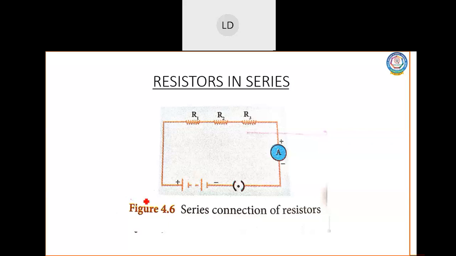These series circuits are commonly used in flashlights. So what happens to the effective resistance? That is what we are going to discuss today.